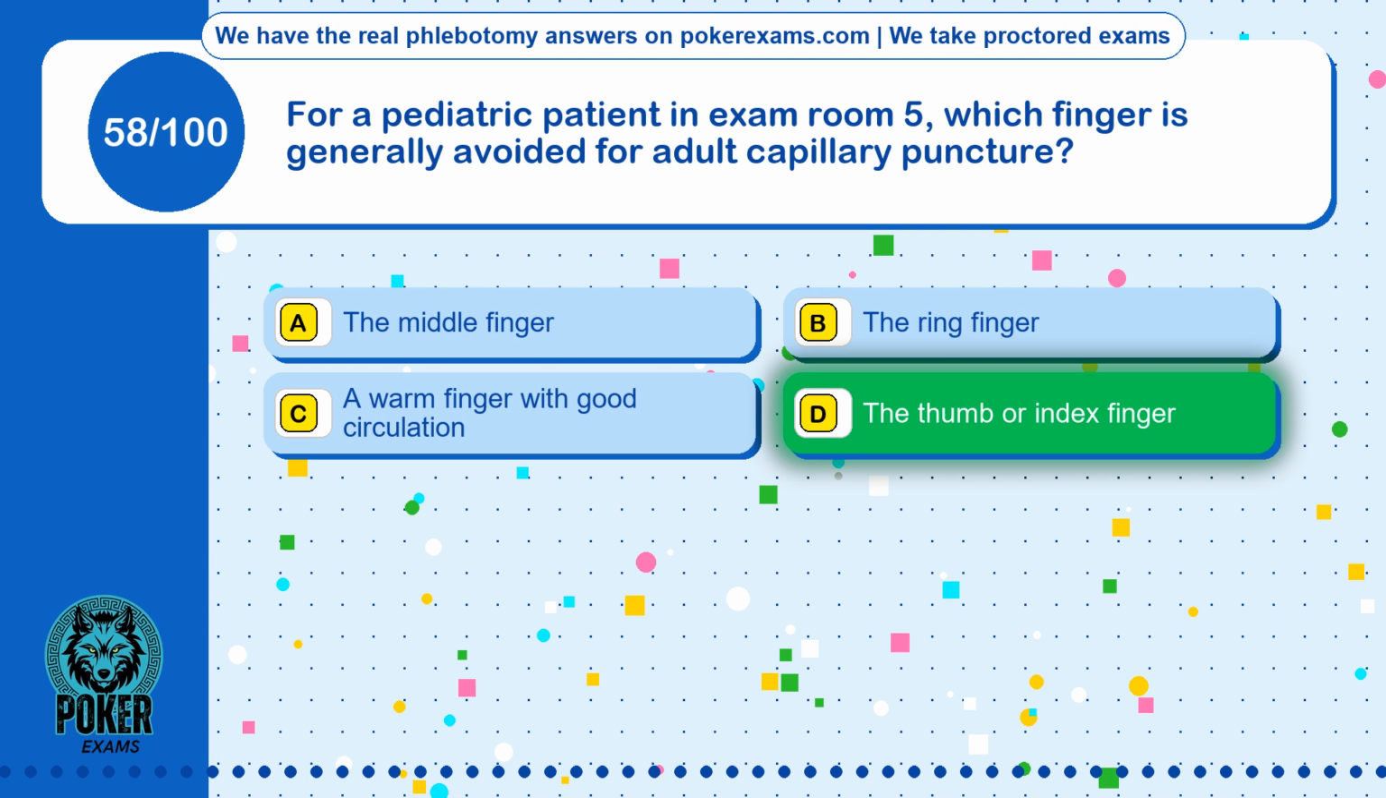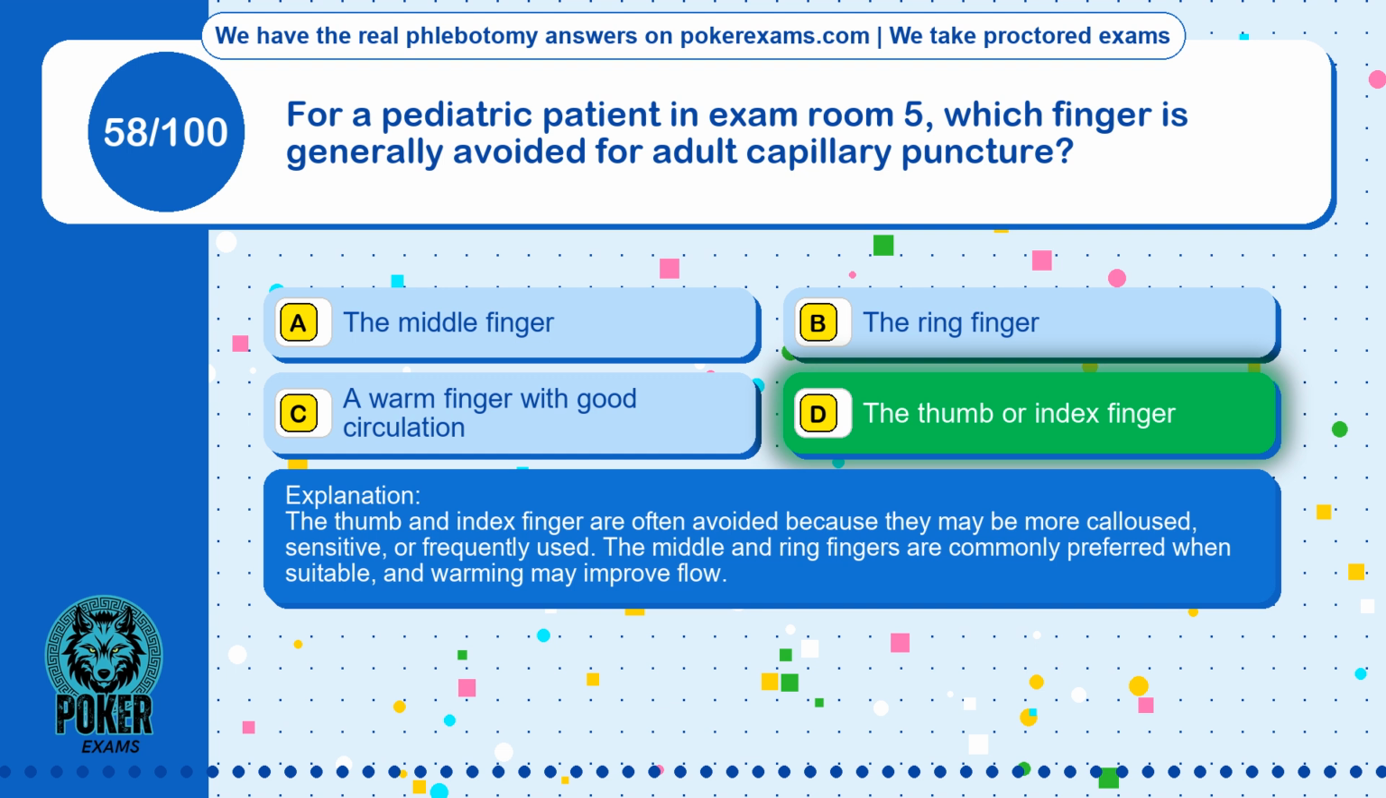The correct answer is option D. The thumb or index finger. The thumb and index finger are often avoided because they may be more calloused, sensitive, or frequently used. The middle and ring fingers are commonly preferred when suitable, and warming may improve flow.